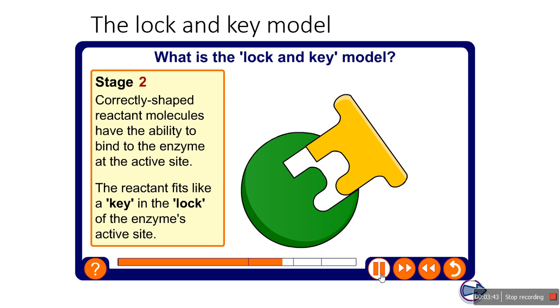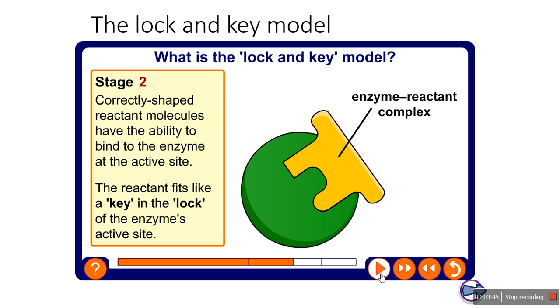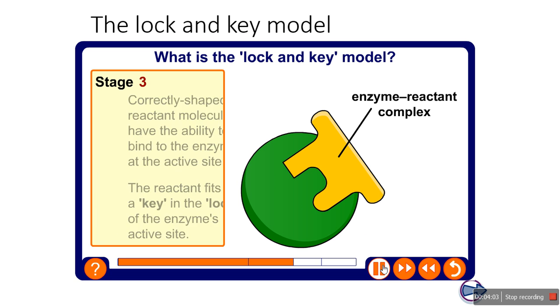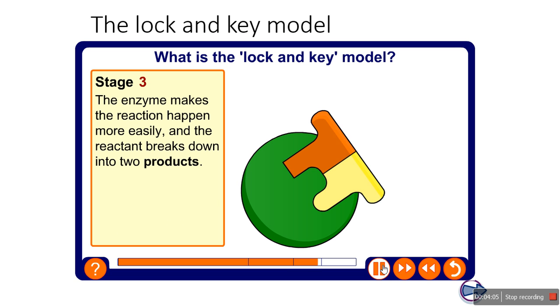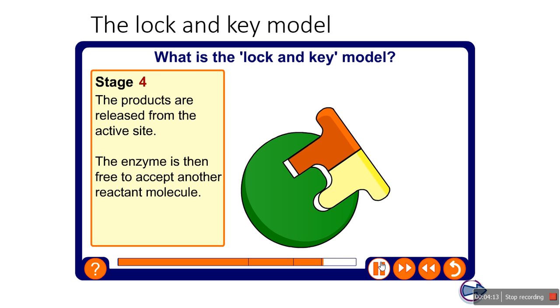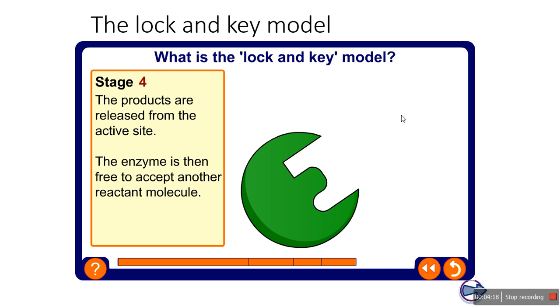When the correctly shaped reactant molecules bind to the enzyme at the active site, we can say that the reactant, which is the key, fits into the lock, which is the enzyme's active site. We call this the lock and key hypothesis, or the lock and key model. The enzyme makes the reaction happen more easily, and the reactant breaks down into what we call two products, which are the things left over. The products leave the active site, and the enzyme is then free to accept another reactant molecule.